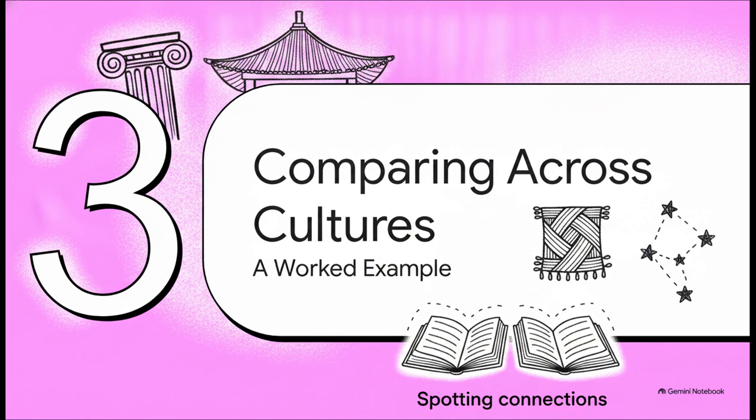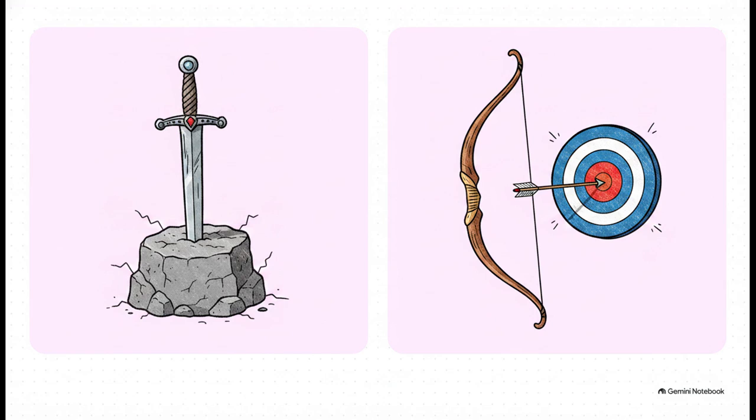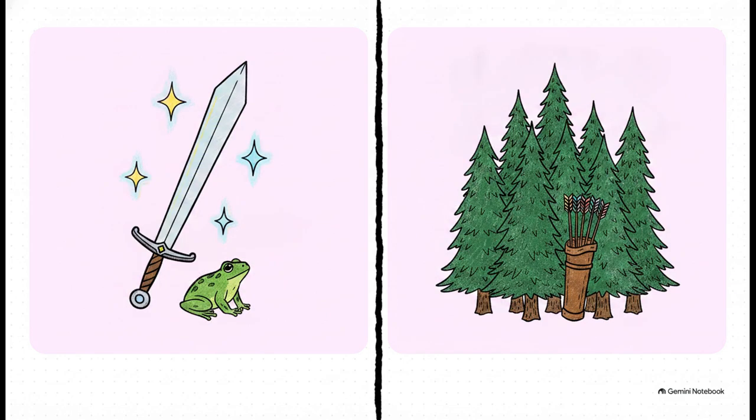Let's dive into Section 3, comparing themes across cultures with a worked example. Okay, let's take 2 absolute classics, The Sword in the Stone and The Adventures of Robin Hood. We'll use these as our models. These are both fantastic, high-interest tales, but they come from entirely distinct cultural storytelling traditions and settings. At first glance, the surface-level stuff is totally different. In Text 1, you've got magic swords and mystical transformations.